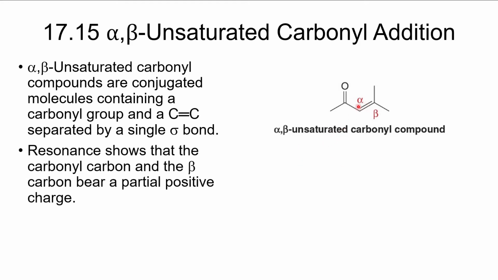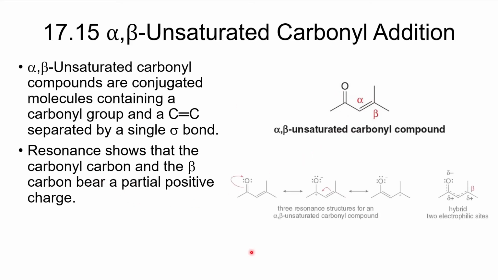So this particular compound, if we draw the resonance structures for this, we will see that we can draw one resonance structure that puts a positive charge on the carbon. That carbon is very electrophilic. We can draw another resonance structure that puts a positive charge on the beta carbon. The alpha carbon won't get the positive charge, but the beta carbon will. That means that there is a partial positive charge on the beta carbon.